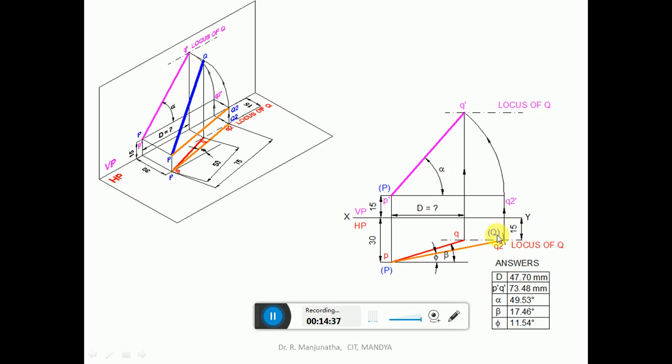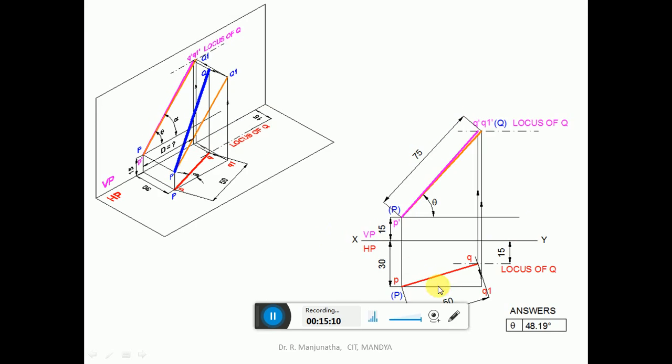Then you measure the top view distance, which is 50 mm. With P as center, take the radius of 50 and cut an arc on this locus so that PQ will be parallel to VP. PQ will be the line which is the top view. And similarly, as given the true length distance, which is 75 mm, with P as center, take the radius of 75 and cut an arc on this so that you are going to get this Q2.